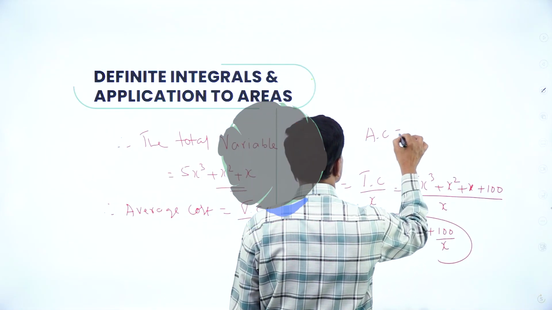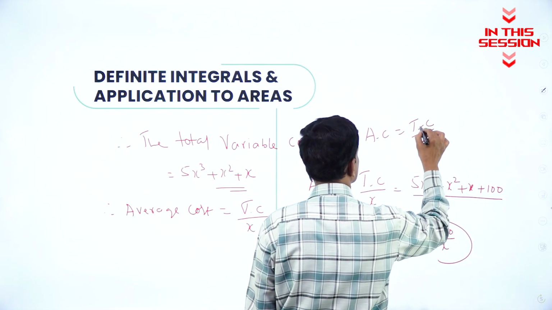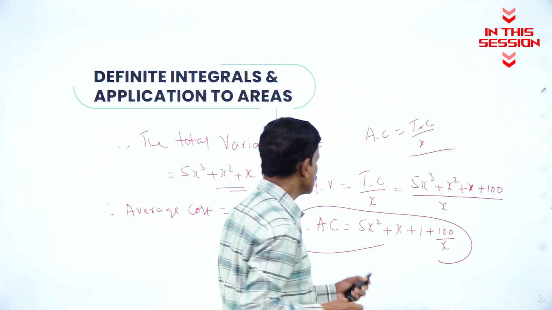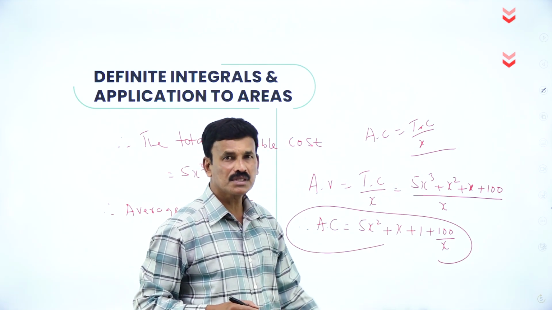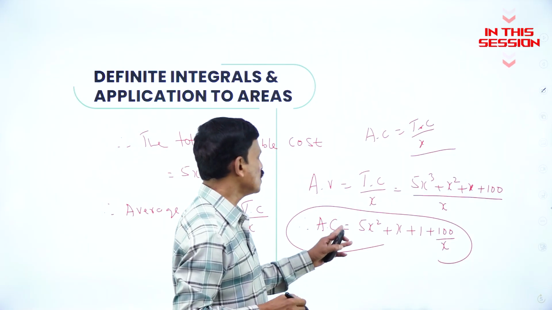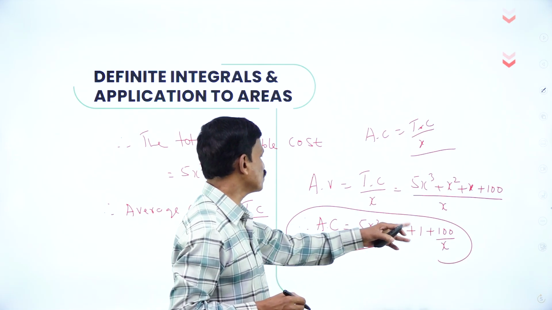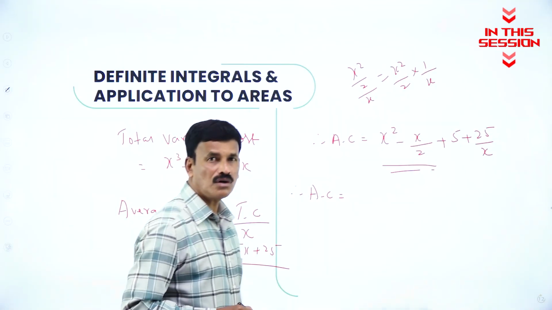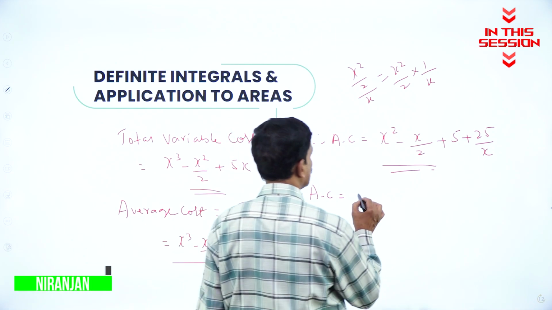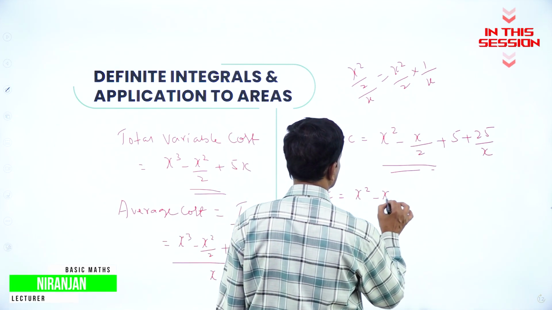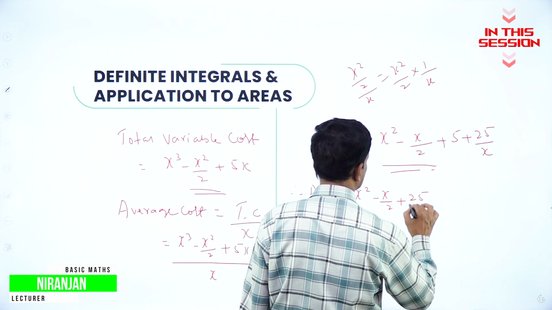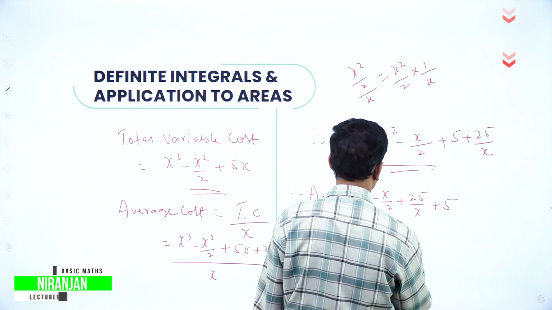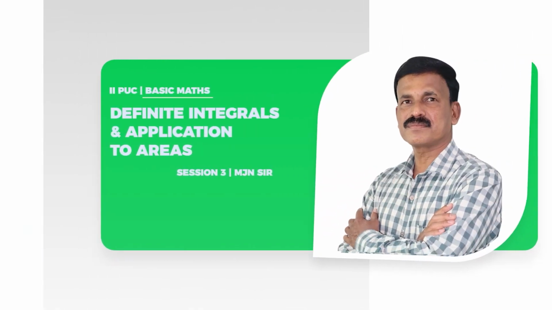The average cost is equal to total cost divided by x. So that is nothing but 5x cube plus x square plus x plus 100 divided by x, which will give 5x square plus x plus 1 plus 100 divided by x. The average cost can also be written as x square minus x by 2 plus 25 by x plus 5.